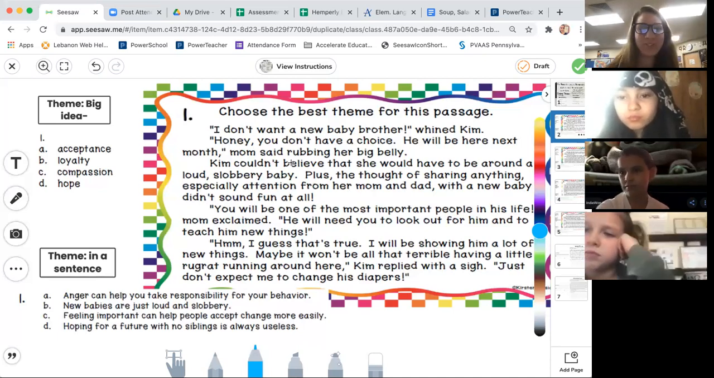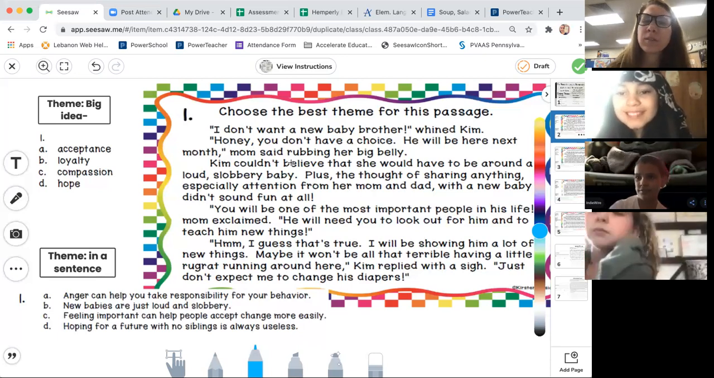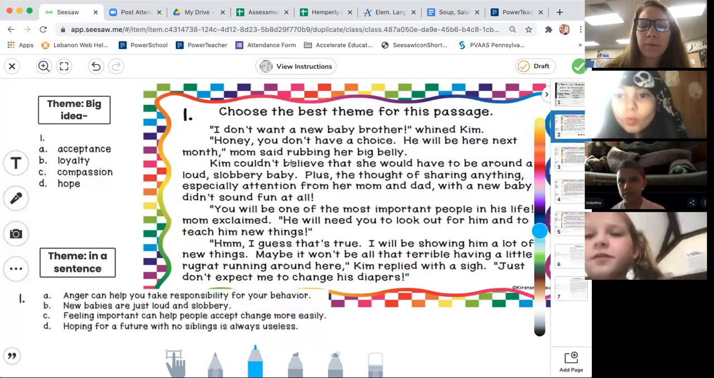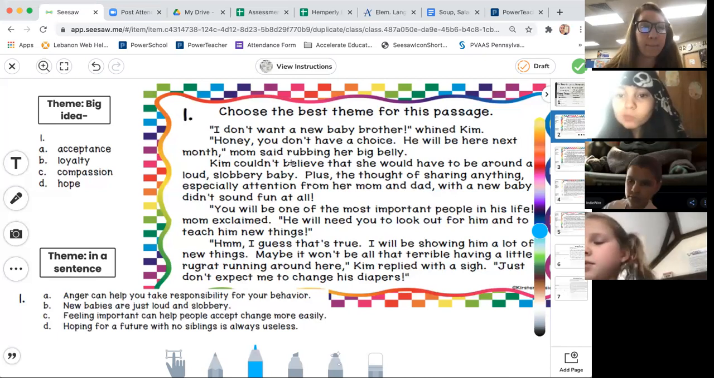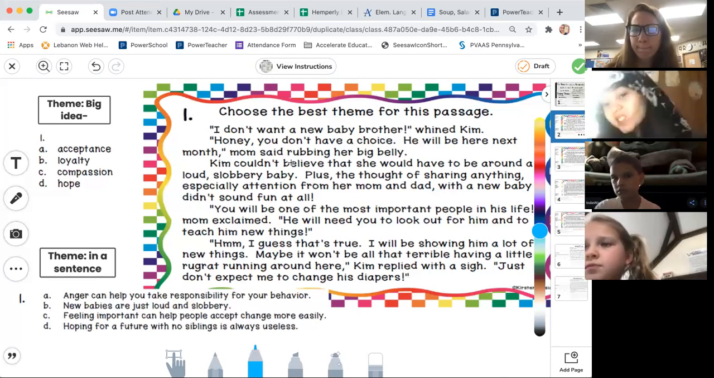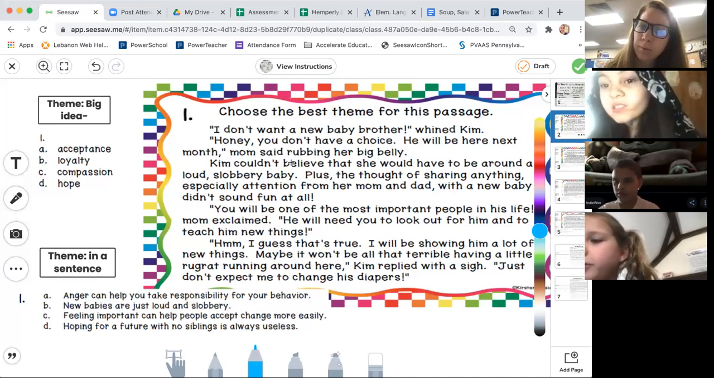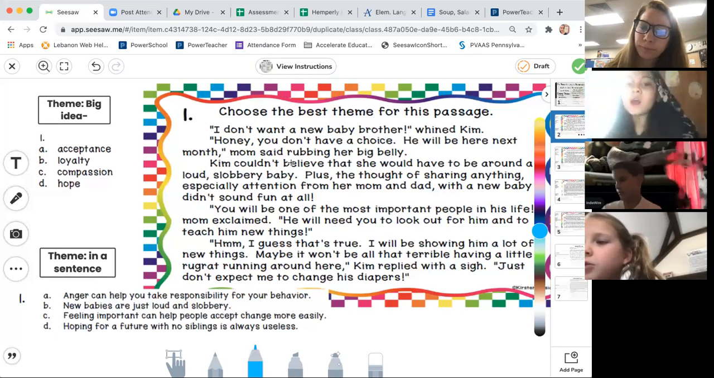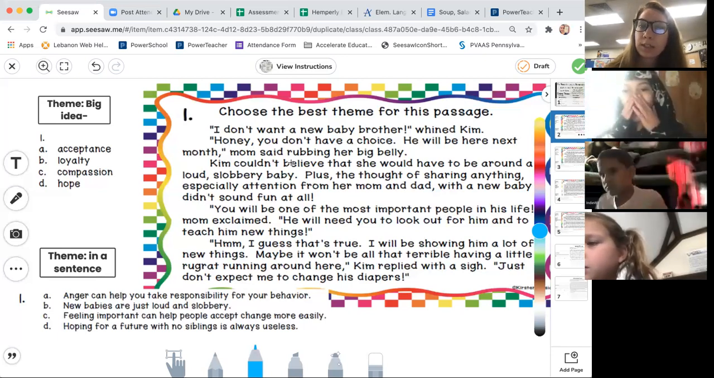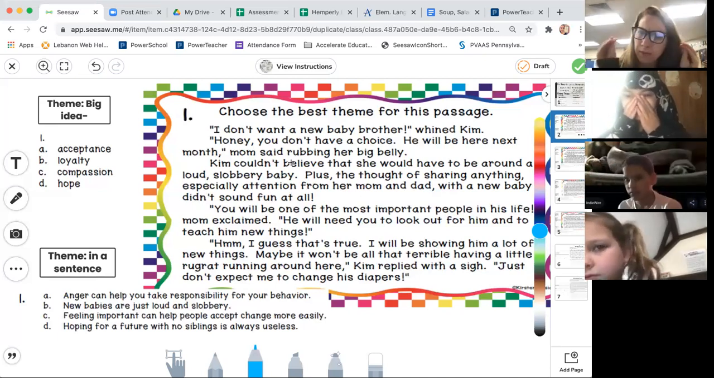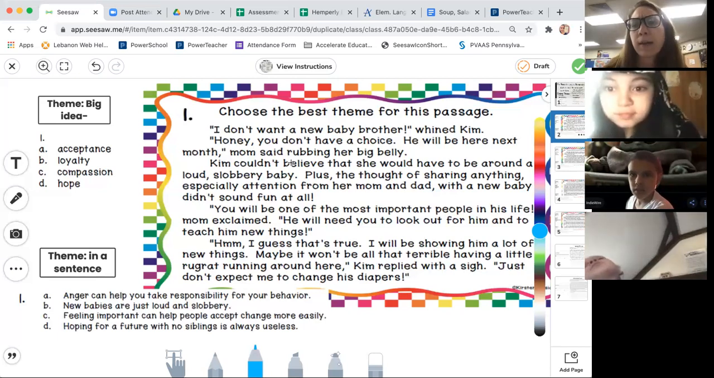Ew. You're right. So what do we think the big idea of this passage is? He doesn't want to have a baby. Right. Like Kim does not want a baby brother. But does Kim change her mind throughout the passage? Yeah, because she gets to show him new things, show him what Kim knows. Right. She gets to teach him new things. What do you think the big idea, the big theme is of this passage?